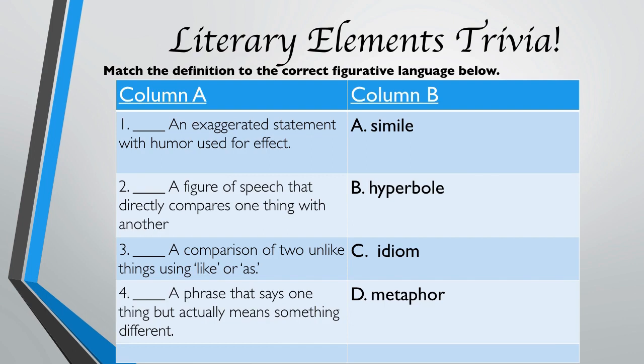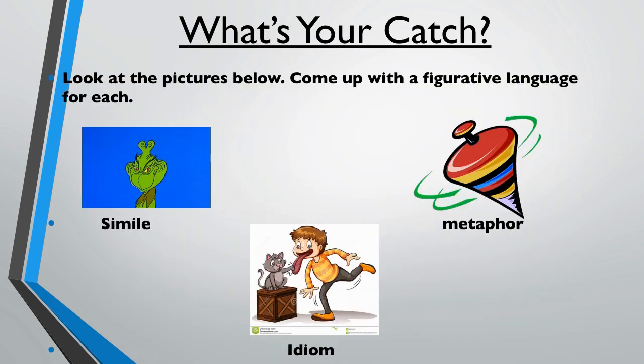Let's go to our next slide. So, what's your catch? You're going to look at the pictures below. Come up with a figurative language for each one. The first picture is a picture of a Grinch. You're going to come up with a simile. The second picture is a picture of a spinning top. You're going to come up with a metaphor. And the last picture is the picture of a cat with a boy and he's holding his tongue, which is an idiom. You're going to come up with an idiom for that. Pause the video, give yourself a few seconds, write down your 3 figurative language statements, and then you're going to share them.